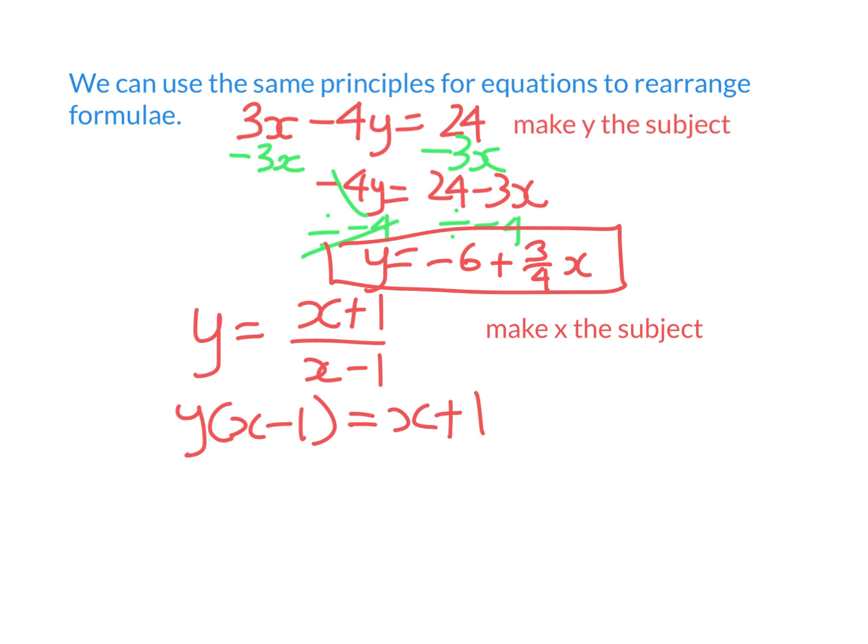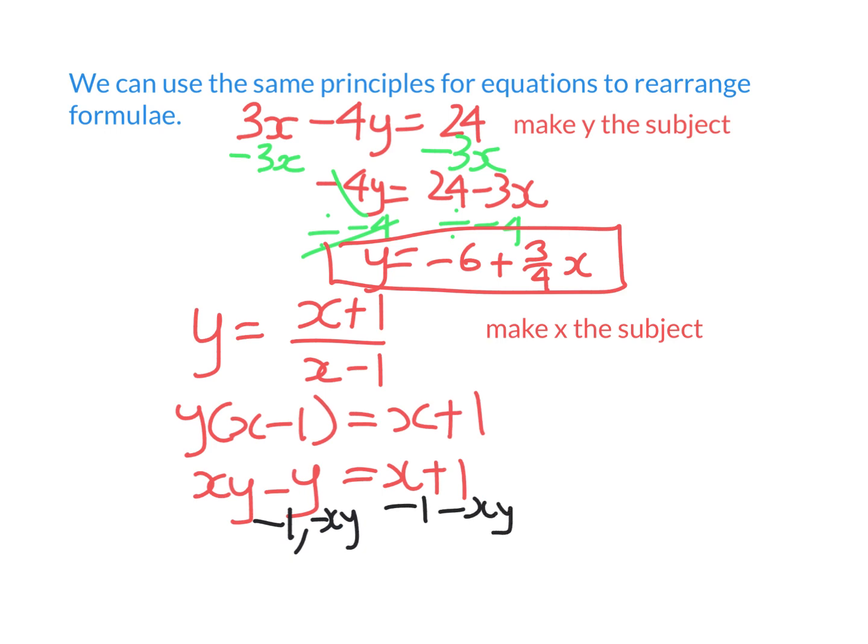So I want to get x by itself, so I'm going to need to expand the brackets. Y times x, y times negative 1. Now I need all the x's on one side of the equation and everything else on the other. So I'm going to subtract 1 from both sides, and I'm also going to subtract xy from both sides. So if I do that, I get negative 1 minus y on the left hand side. I get x minus xy on the right hand side.